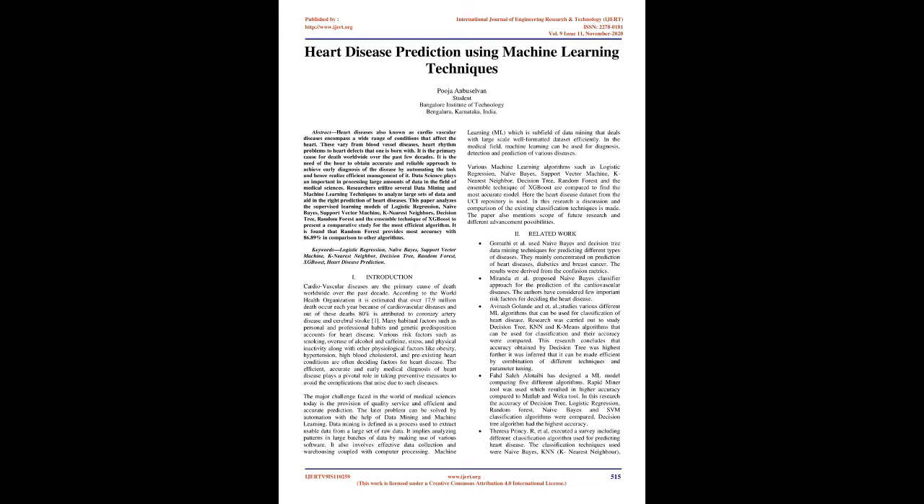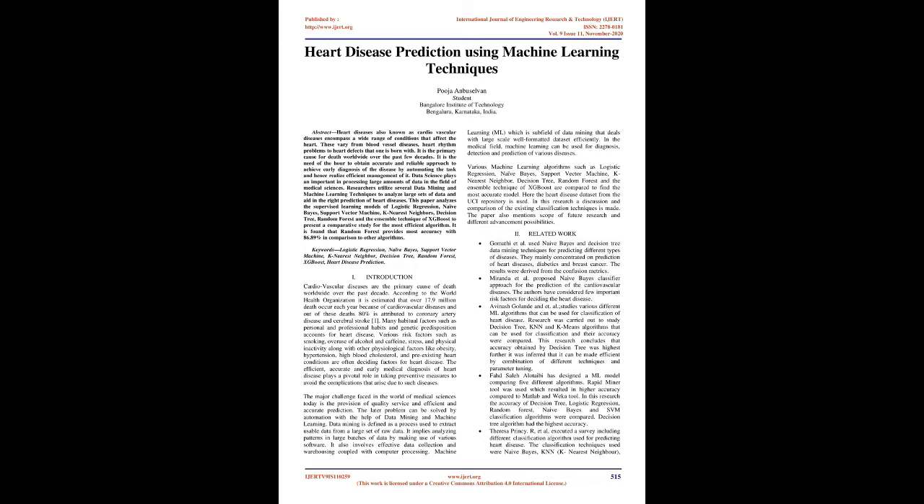Introduction. Cardiovascular diseases are the primary cause of death worldwide over the past decade. According to the World Health Organization, it is estimated that over 17.9 million deaths occur each year because of cardiovascular diseases, and out of these deaths 80% is attributed to coronary artery disease and cerebral stroke. Many habitual factors, such as personal and professional habits and genetic predisposition, account for heart disease.